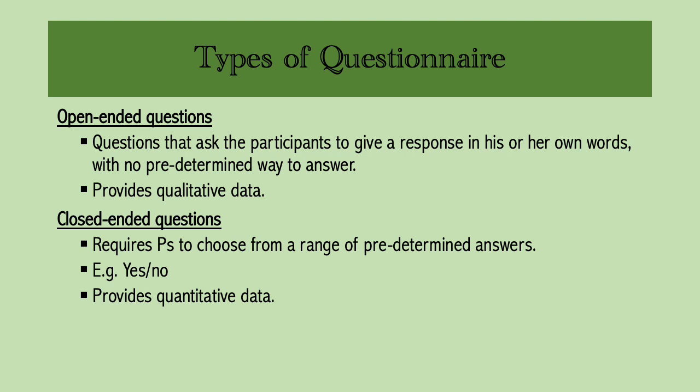Closed-ended, participants are asked to choose from a range of predetermined answers. So the answers are already fixed. They are already given to you. For example, yes or no, happy or sad. Okay, so in this case, it would be quantitative data where they have to calculate how many say yes, how many say no. So with that, it provides quantitative data, which is data in the form of numbers. Okay, so open-ended is answer in your own words. Closed-ended, the answer is already predetermined. Okay, so I think it's easy to understand. It's pretty clear.